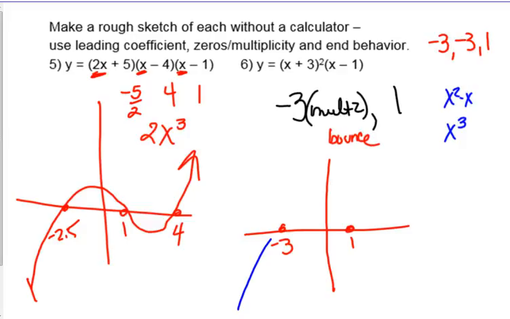What does it do at -3? Bounces and then comes back up through 1 somehow. I don't care about any other accuracy other than the shape and the zeros.